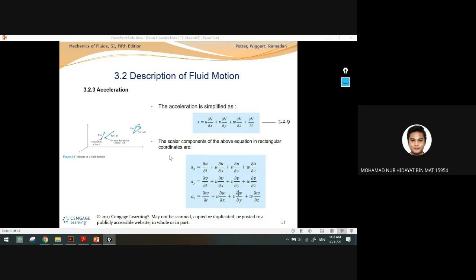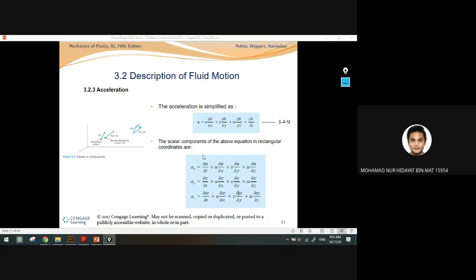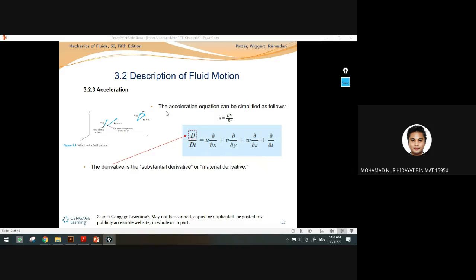So I hope that you can remember this formula when you encounter any related question pertaining to this acceleration. Alright, so after we know that the acceleration is the derivative of velocity with respect to time, and this is the solution, this is the equation, the acceleration can be further simplified. Now we try to simplify further, right? As follows.